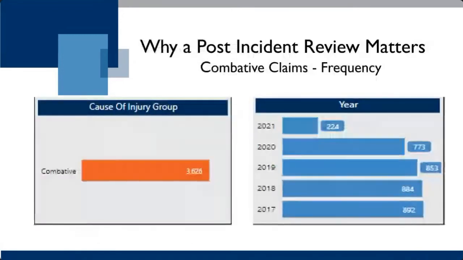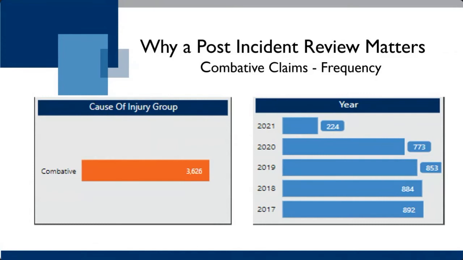Now, if we look at why we do the post-incident reviews from an insurance perspective, we say, okay, what kind of incidents are happening and what is it costing? How many of these things go on and what's the cost for them? So at West Bend Mutual Insurance, between 2017 and about mid-year of 2021, we had a total of 3,626 claims related to combative incidents. The frequency on this, as you can see, is somewhere around 800 incidents per year, probably a little higher than that, actually.